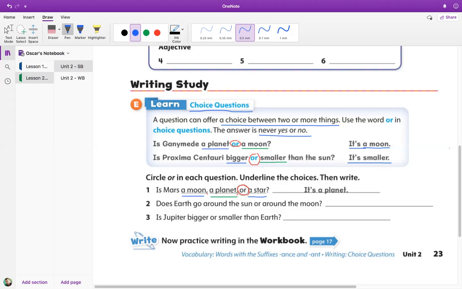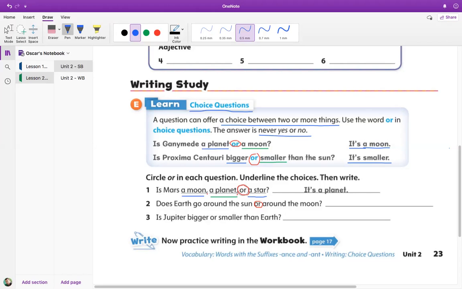Let's now complete number 2 and 3 together. Number 2: does Earth go around the sun or around the moon? Let's begin by circling the word or, and then we are going to look at how many choices we have. First of all, let's also find our subject. In this case, Earth will be our subject. The question is asking, does Earth go around the sun or around the moon?